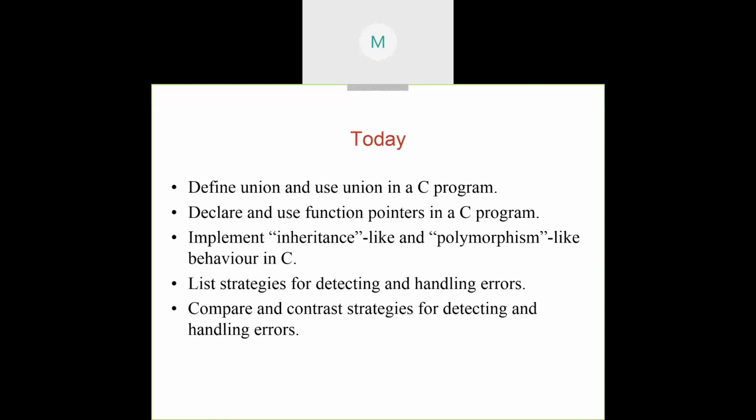Okay, so this class will start from there. We will define a new concept called union and how we can use this concept in C. And then a function pointer. Actually, it's not new: if you remember, in our very first lab we had a function called qsort, and there you didn't use it, you just applied it, you didn't get the flavor, you just ran the code, right? And there was a function pointer actually. Then we're going to implement inheritance and polymorphism-like behavior in C. And at last, if we have time, we will go for exception handling. We will list the strategies for detecting and handling errors, and also compare and contrast those strategies.